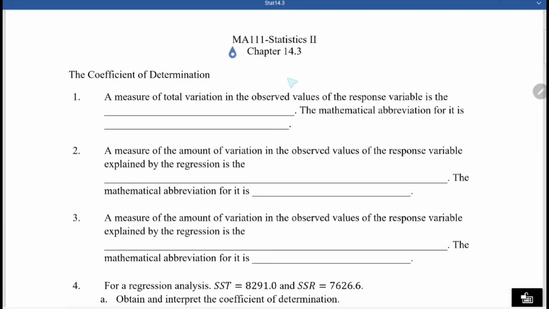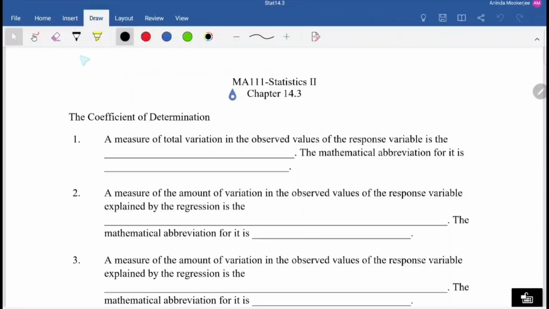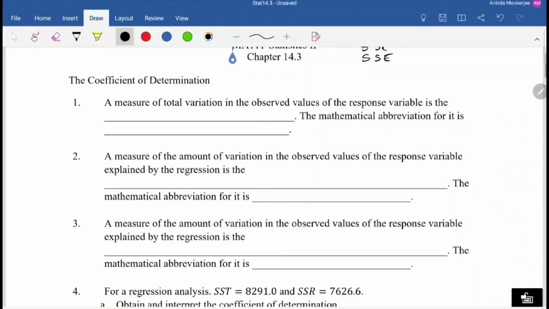This is the worksheet on chapter 14.3, which was on the coefficient of determination. Again, we have a bunch of fill in the blanks questions first to test our understanding of those three quantities we learned, which were the SST, SSR, and the SSE. All right, so let's go through this.